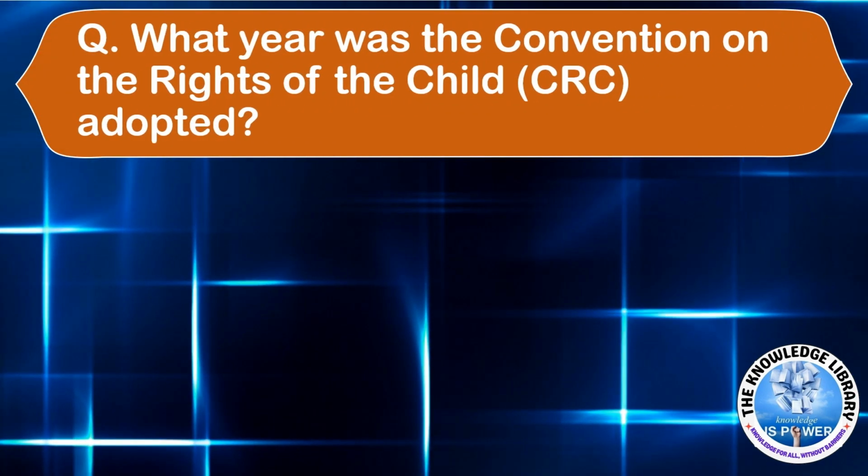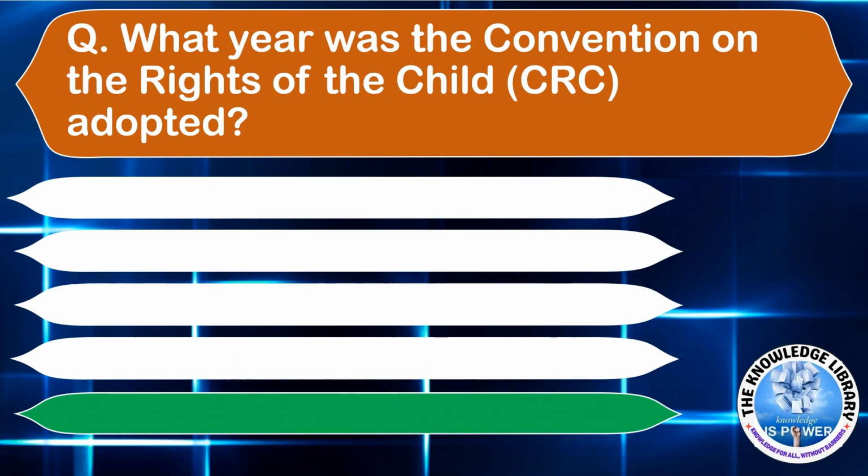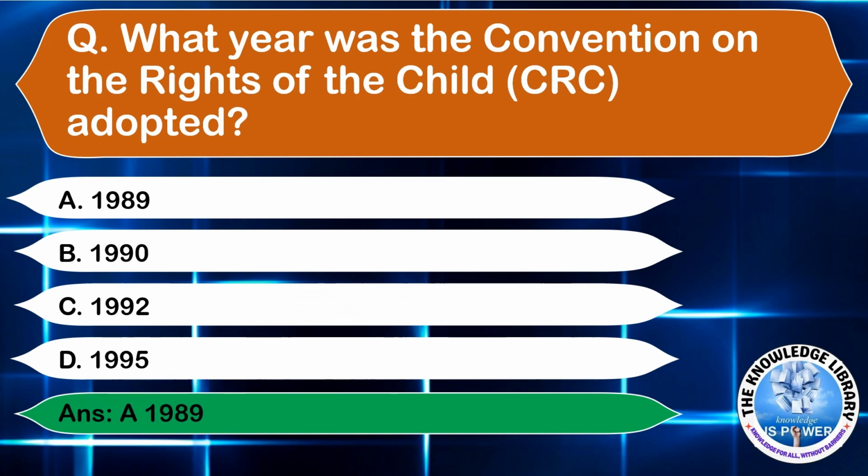Next question is, what year was the Convention on the Rights of the Child adopted? Option A, 1989. Option B, 1990. Option C, 1992. Option D, 1995. Correct answer is option A, 1989.